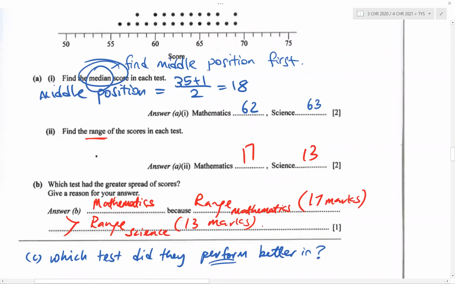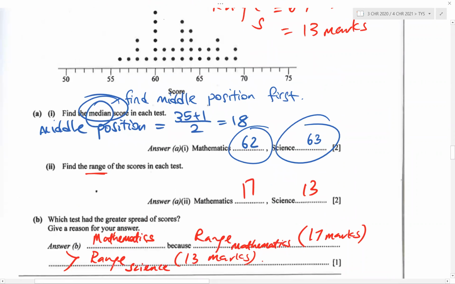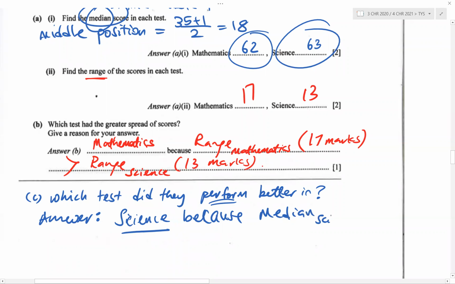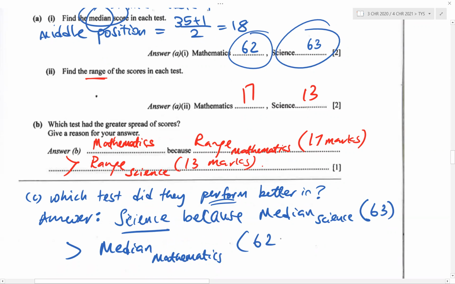So look at the two median results. Which one did better? Science did better. So our answer is science, because the median for science, which is 63, is greater than the median for mathematics, which is 62.